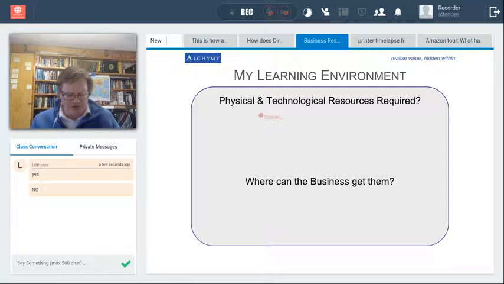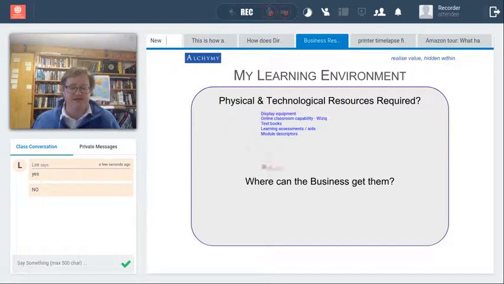Physical or technical resources. Well, maybe I might need textbooks, or learning assessments, or aids. I need teachers as well, but that's a separate thing. That's the human resource side. I may also need, for example, module descriptors, so that courses run according to a set plan, etc. And where can I get them?